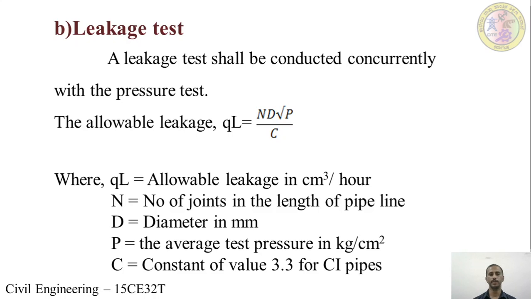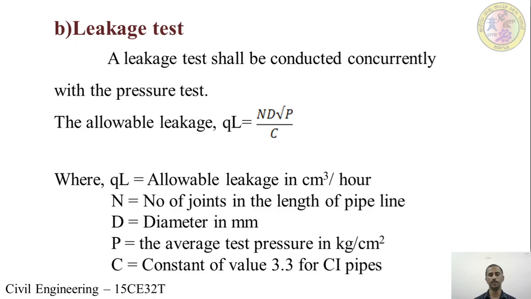The allowable leakage formula is given by QL = ND√P / C, where QL is the allowable leakage in centimeter cube per hour. N is the number of joints in the given section of the pipeline. D is the diameter of pipe in millimeter. P is the average test pressure in kg per centimeter square. And C is the constant. For CI pipe, this value is 3.3.